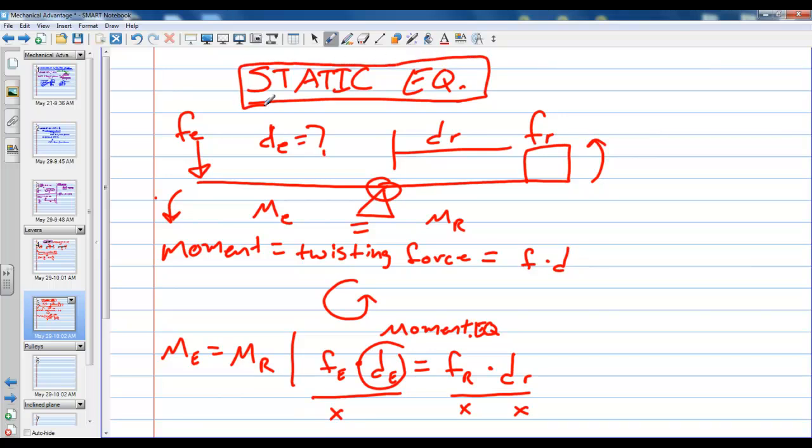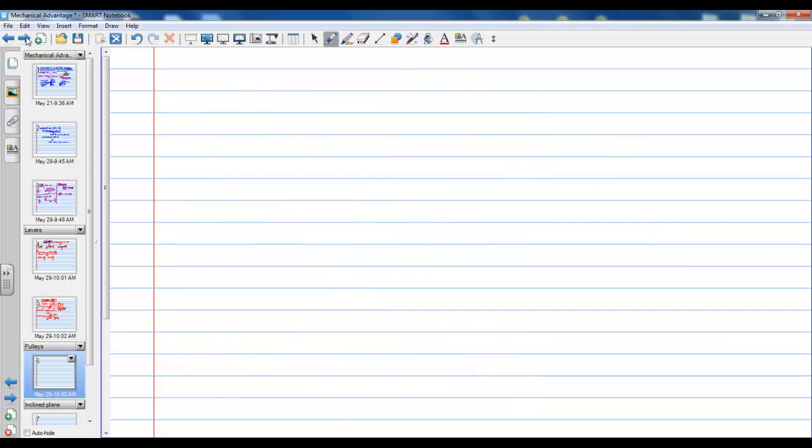Now, later on in the year, we're going to talk more about moments and that force times distance. But for right now, you just need to know force times distance is equal to a moment. You could also say if these are equal, this also equals the sum of the moments is equal to 0. Okay, so remember that too, because this is not moving, so nothing's twisting. Okay, so if we've got that, let's go back to our lever for a minute. Let me drag that up there.